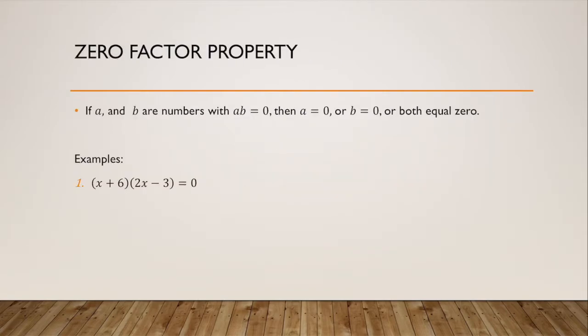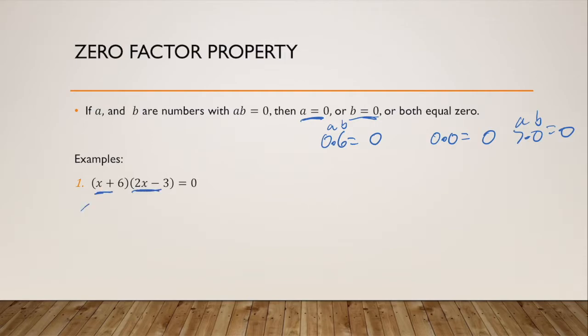If a and b are real numbers with ab equal to 0, then a equals 0 or b equals 0, or both equal 0. Why does this work? Let's say I had 0 times 6, that's going to be 0, so that was my a and this is my b. If I have 0 times 0, that's 0, and if I have 7 times 0, this is my ab, that's also 0. So I'm trying to figure out where my x value is going to be 0.